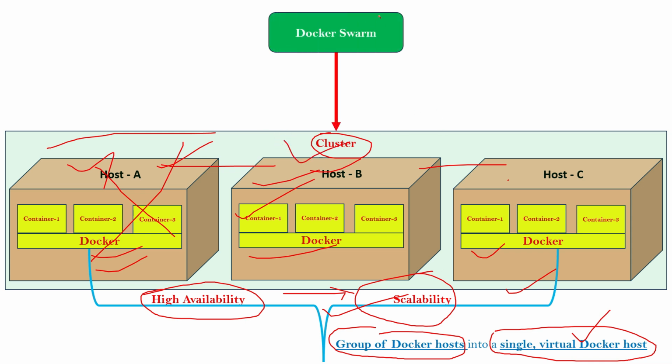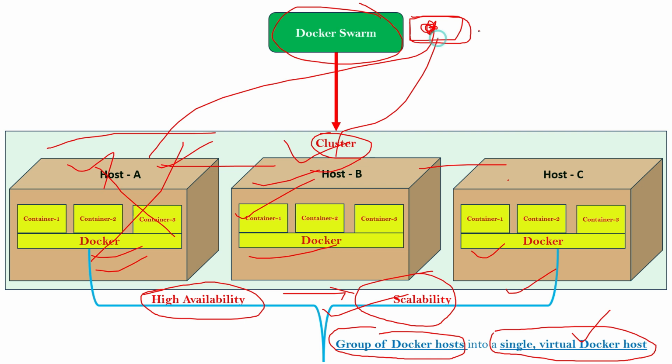Okay, and then we will have Docker Swarm, and for this Docker Swarm you can have a separate machine. Okay, and in this machine you can install Docker Swarm, and from there you can manage all of your machines. Or you can do one thing, if you don't want a separate machine, out of the 3 machines you can choose one machine where you can install Docker Swarm, okay, which will act as your manager as well as a worker node.